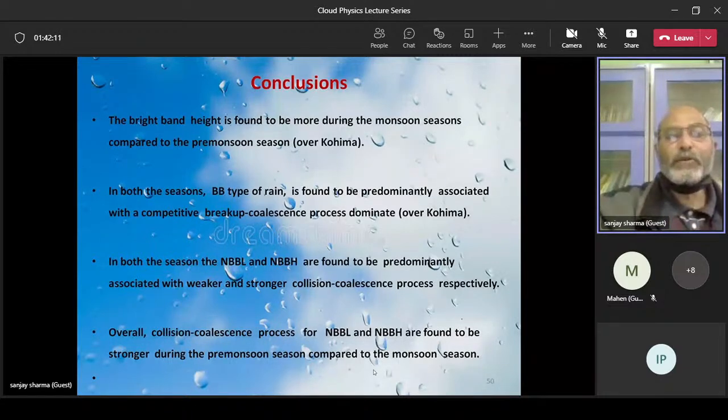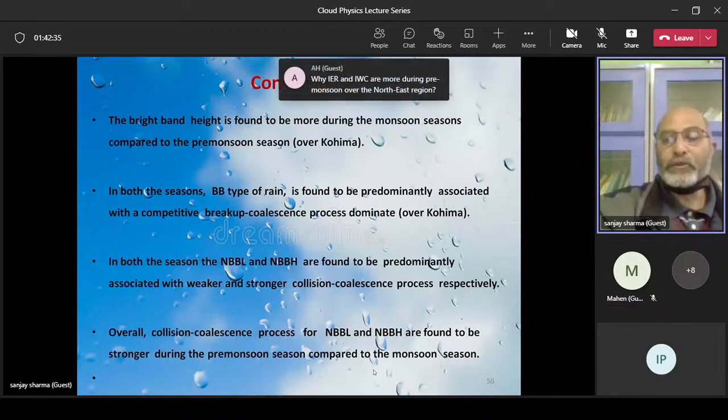These are from MRR observation over Kohima. In both the seasons, bright band type of rain is found to be predominantly associated with competitive breakup and coalescence processes. In both the seasons, the non-bright band low and high rain are found to be predominantly associated with weaker and stronger collision coalescence processes.